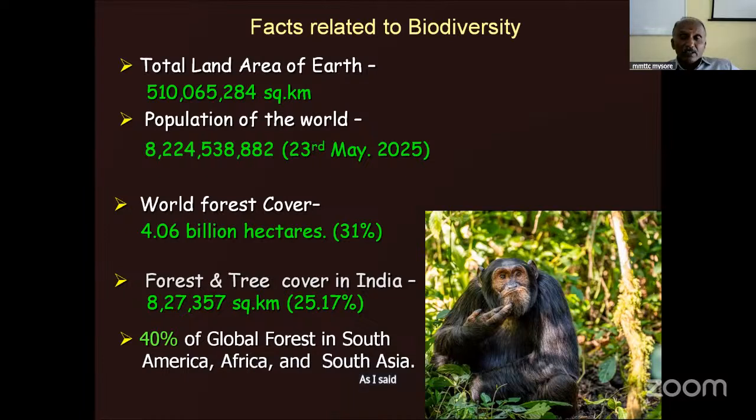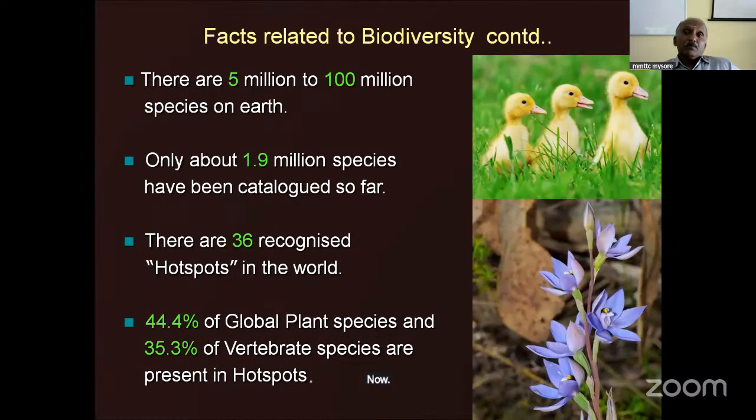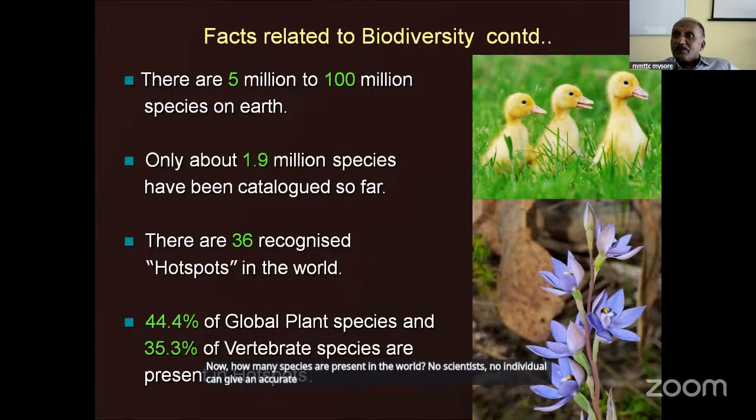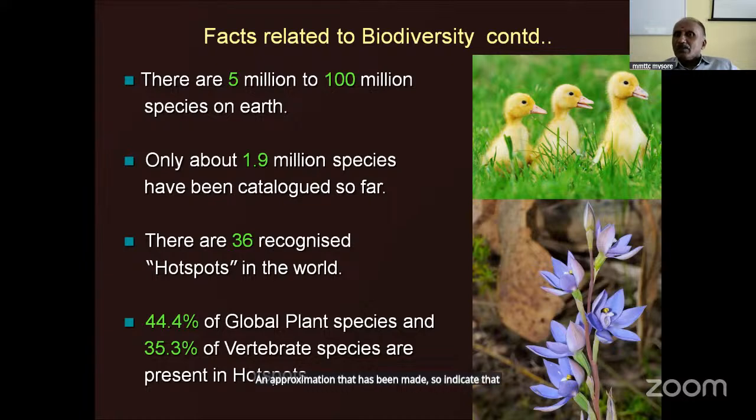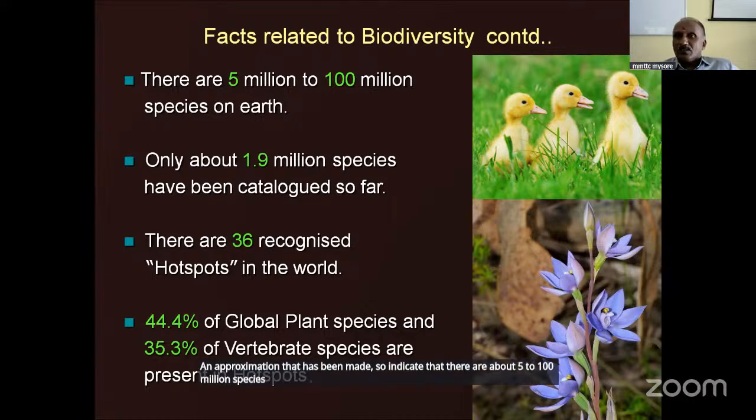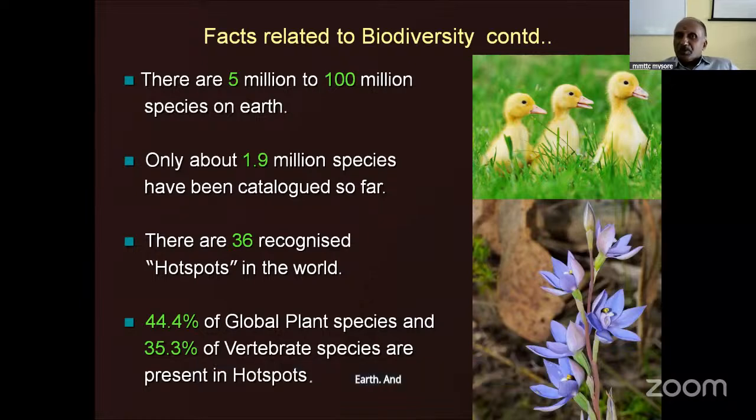As I said, biodiversity refers to the variation and varieties of plants and animals. Plants are also referred to as flora. Animals are also referred to as fauna. Flora and fauna, plants and animals. Now, how many species are present in the world? No scientist, no individual can give an accurate statistical figure about the number of species present on the earth. Some will say 5 million, some will say 10 million. So an approximation has been made, indicating that about 5 to 100 million species are known to exist on this earth. And of these, only 1.9 million species have been catalogued so far.